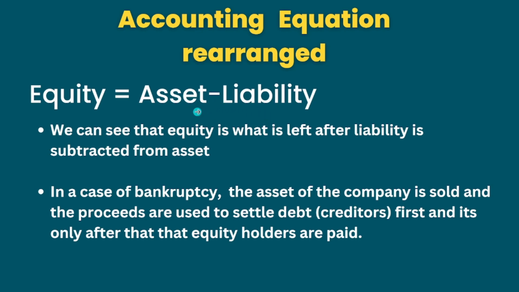So what it represents is that equity is what is left after the liability is taken from the asset. So it means that when a company goes bankrupt, the assets of the company are sold, and the proceeds are used to settle first the creditors, in this case the bank and the suppliers, and what is left is what the shareholders or the equity holders have claim to.